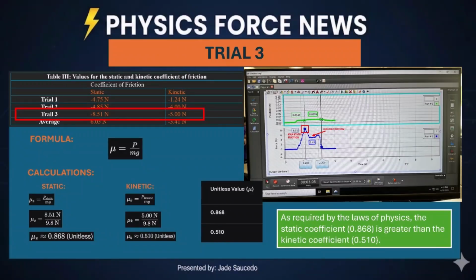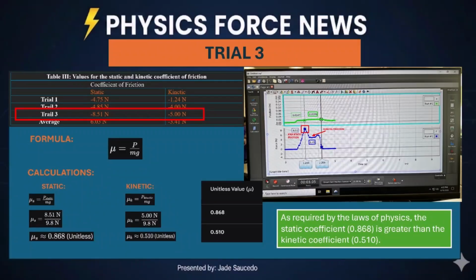Next, we solve for the static coefficient, mu s. We take that peak pull force of 8.51 newtons and divide it by our weight of 9.8 newtons. This gives us a unitless static coefficient of approximately 0.868. Once our cart overcomes that initial stickiness and moves at a constant velocity, our sensors show the force settling at 5 newtons.